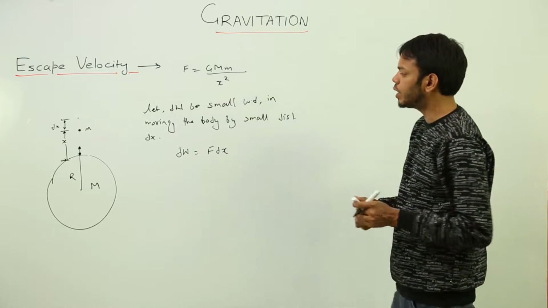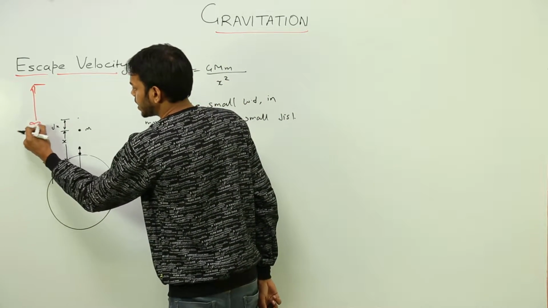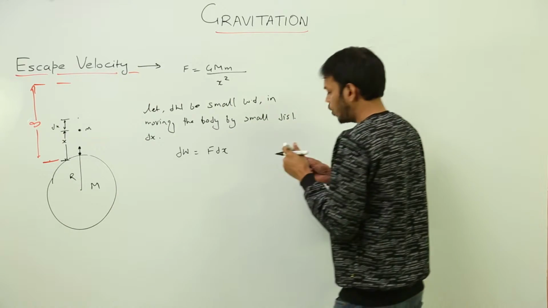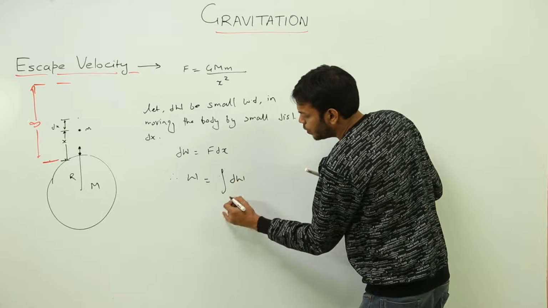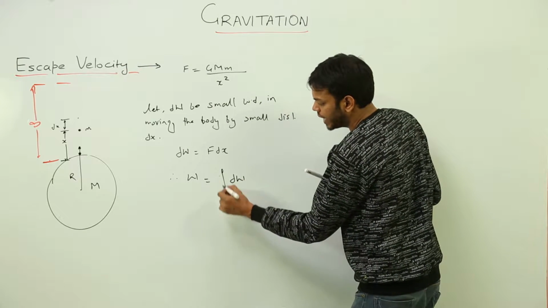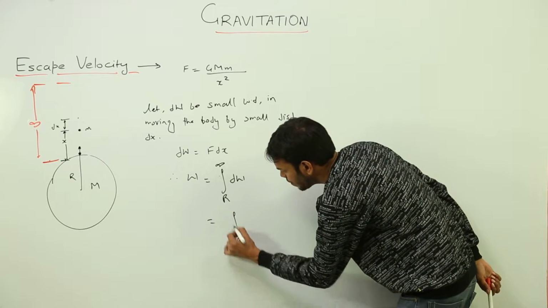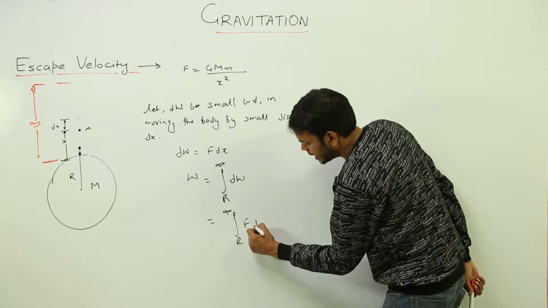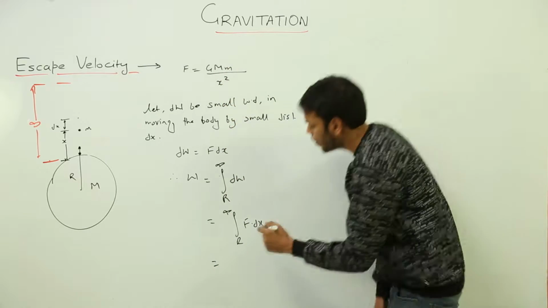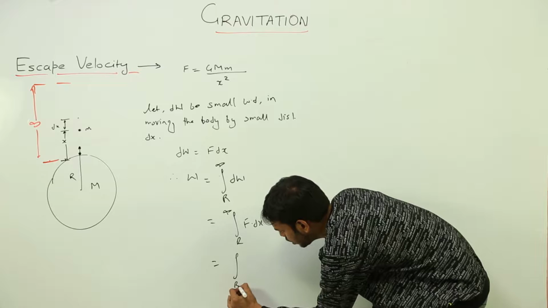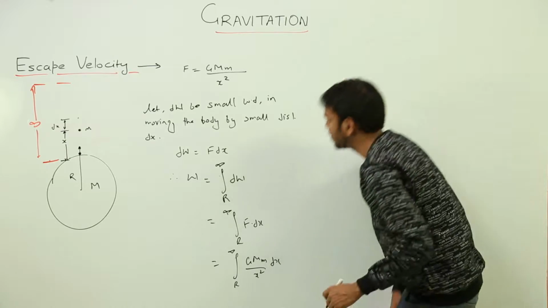So we can calculate the total work done in taking the body from this surface to the infinite distance, right? So how can we do that? Therefore, total work done would be integration dW, from where are we taking it? Radius of Earth to infinity. Okay, put the respective values. What's dW? F dx, and instead of F I can take GMm over x square. So, integral from r to infinity of GMm over x square dx.